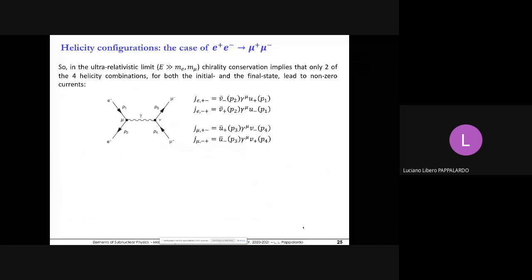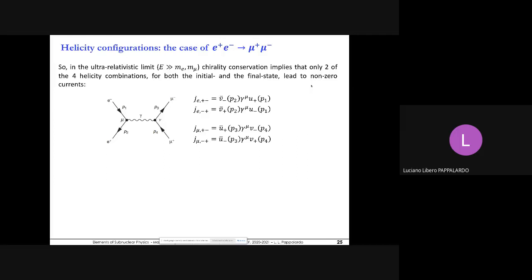So, again, in the ultra-relativistic limit, where we can neglect the mass of the electron and the muon, chirality conservation implies that only 2 of the 4 helicity combinations for both the initial and the final state lead to non-zero currents, okay? Which are indeed the mixed ones, because now we have an antiparticle spinor and a particle spinor. So the only 2 surviving in the initial state are plus minus, okay?